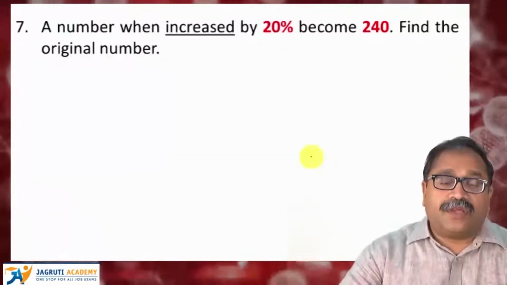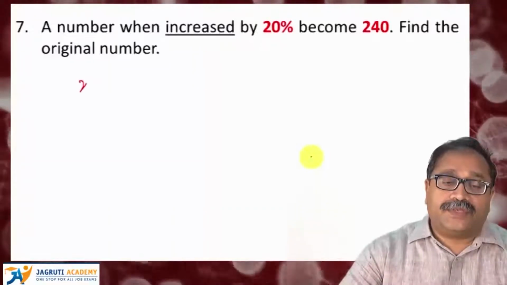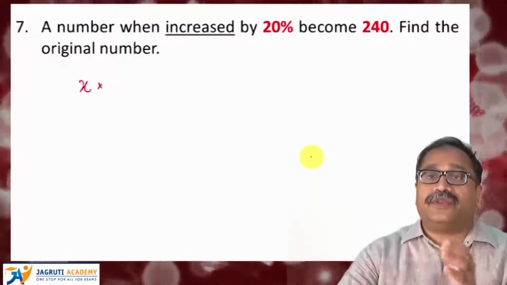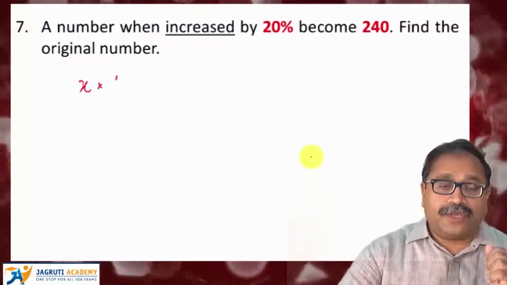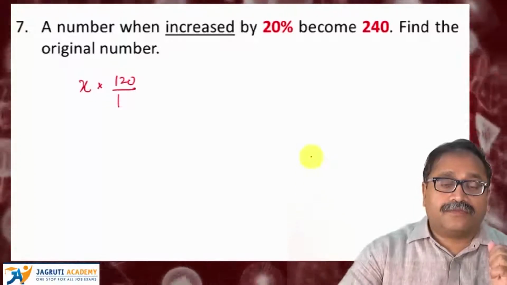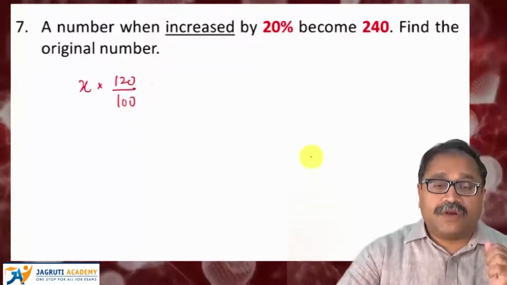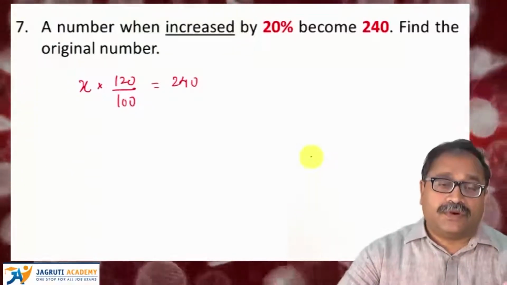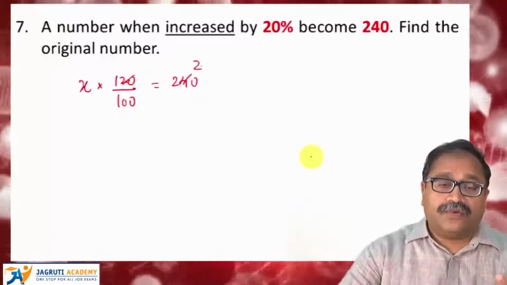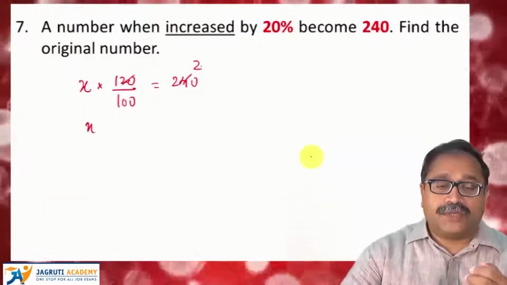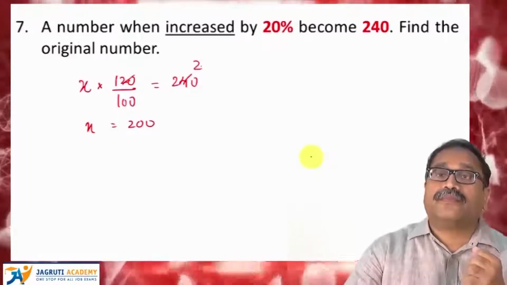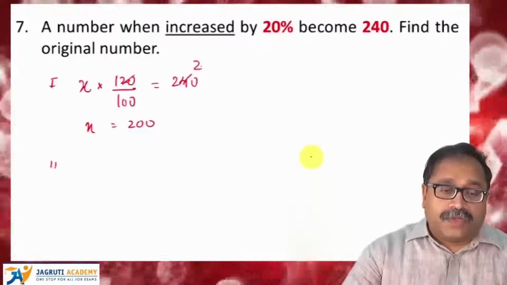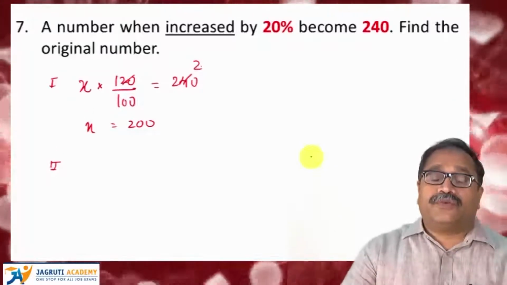The original number I will consider x. If this is x, as it is increased by 20%, it will become 120%. So 120 by 100 of x is equal to 240. Then what is x? Obviously it gets cancelled 2 times, and 2 into 100 is 200. So x is equal to 200. This is one way.